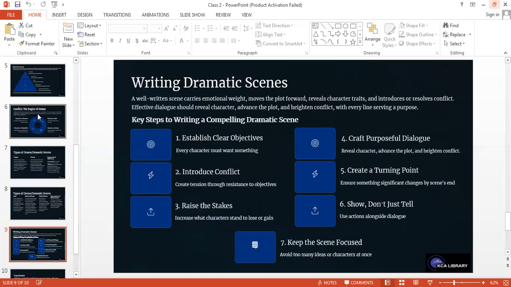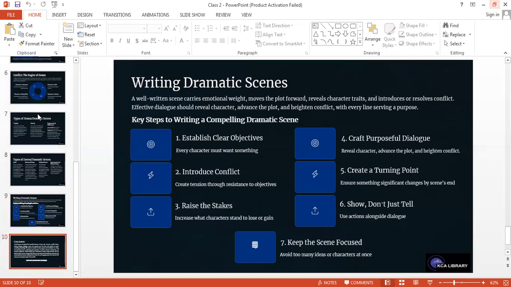The sixth is show, don't just tell. From that, you can see that it is the use of action alongside dialogue. And the last step is to keep the scene focused. That is to avoid too many ideas or characters at once. So it needs to be focused and avoid many ideas being lumped together at once.